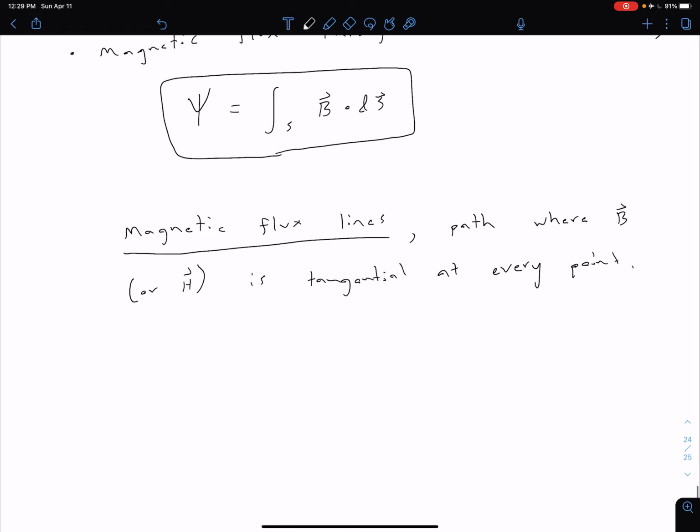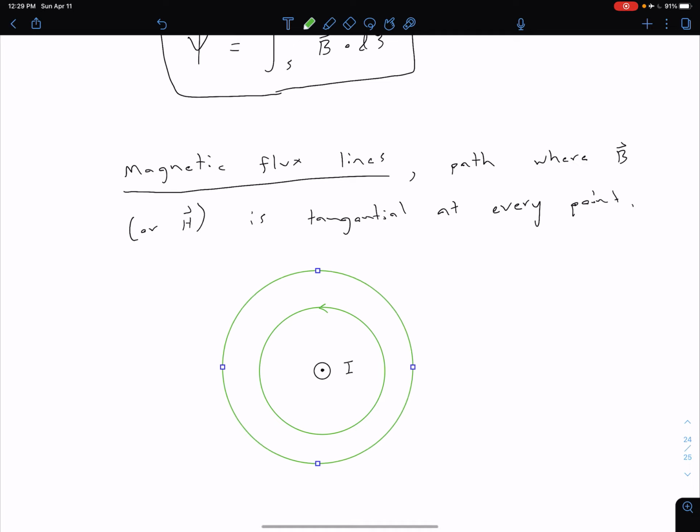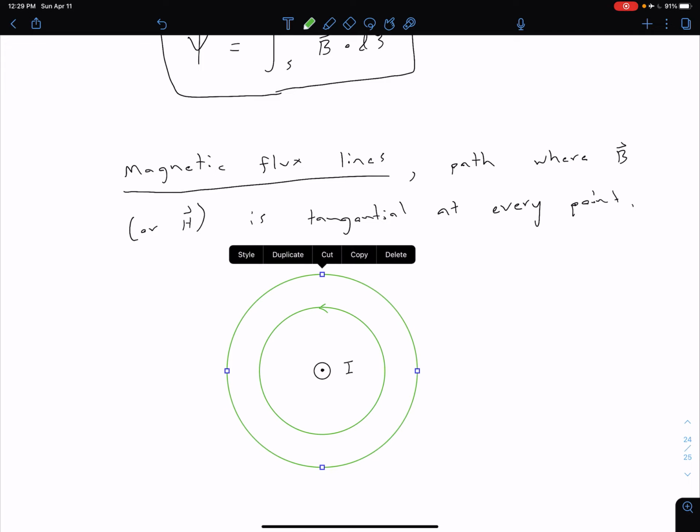So let's say, for instance, we have some current in a wire, and here's our wire, and let's say our current is coming out, so we get something like this. Well, we know from the right hand rule we're going to have an H field and therefore a B field that is going counterclockwise around that wire. So let's add in our flux lines then. We're just drawing this path where our H or our B is tangential at every point. So we'd have our path going in this direction, and we could draw another one further out, and we could draw however many flux lines we wanted.